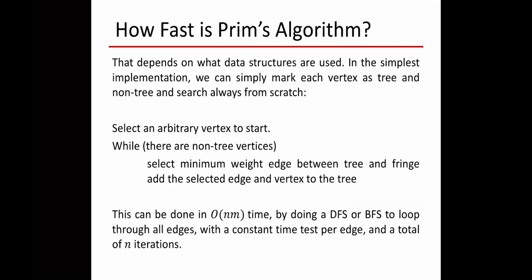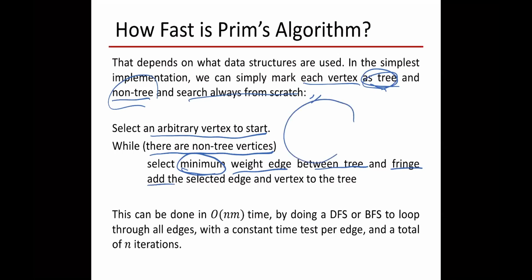So how fast is Prim's algorithm? Prim's algorithm performance depends on what data structure we are using. In the simplest implementation, we can simply mark each vertex as tree and non-tree, and search always from scratch. So select an arbitrary vertex to start. If there are still non-tree vertices, select the minimum weight edge between tree and fringe.